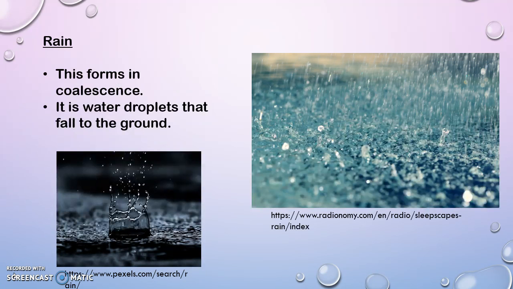Next, we are going to discuss rain. So rain is going to form during coalescence, and it is when water droplets fall to the ground. This can occur whenever droplets combine together and they end up being heavy enough to not be evaporated before they are able to hit the ground.